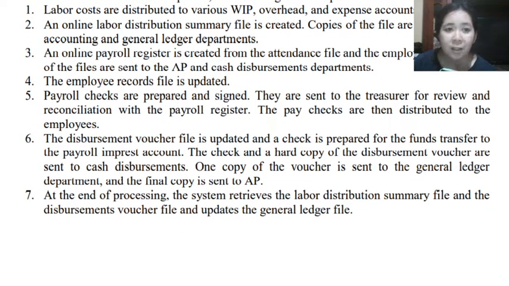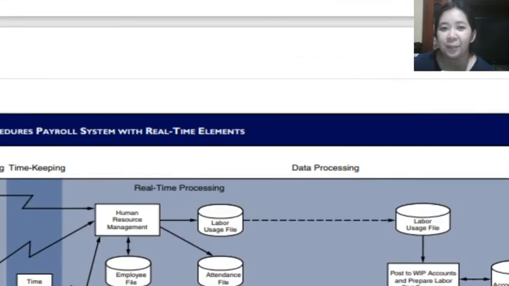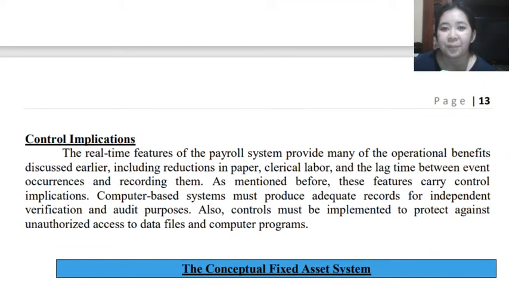Sixth, the disbursement voucher file is updated and a check is prepared for the funds transferred to the payroll imprest account. Then the check and the hard copy of the disbursement voucher will be sent to cash disbursements. One copy of this voucher will be sent to the general ledger, and the final copy to the accounts payable department. And seventh, at the end of the processing, the system retrieves the labor distribution summary file and the disbursement voucher file, and they will update the general ledger file for this transaction. So this is the illustration.